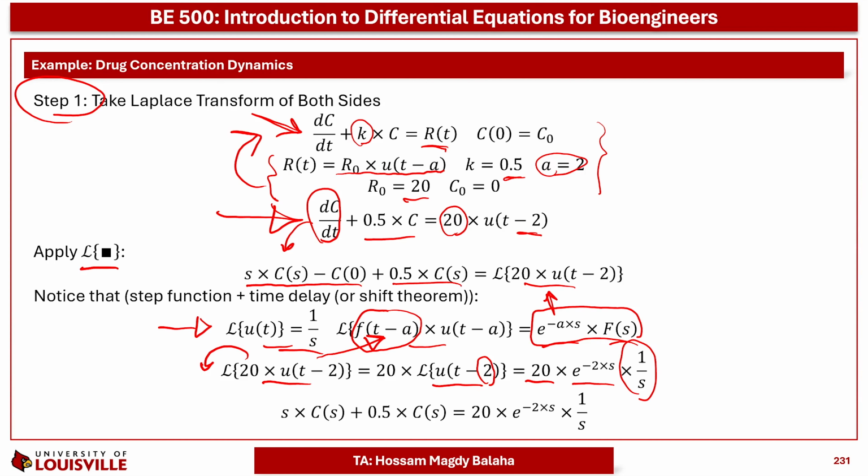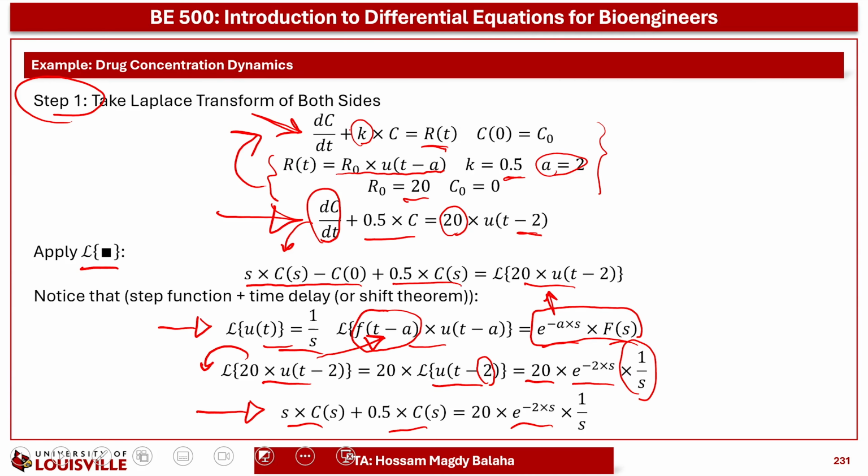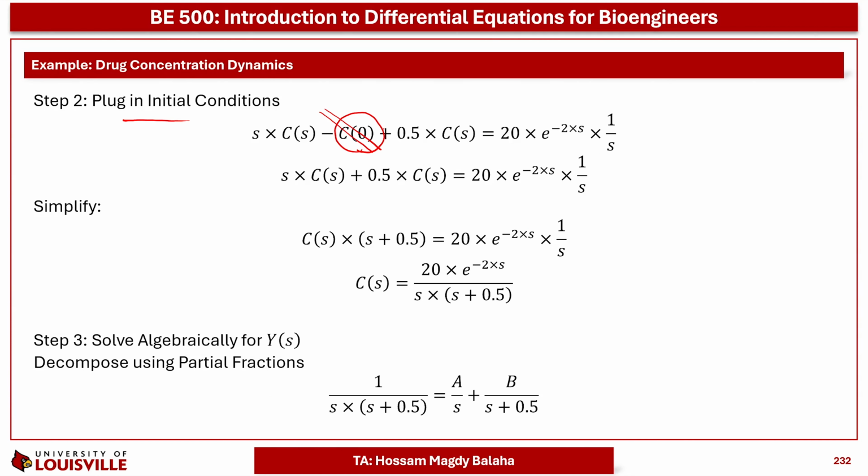So the final Laplace transform for the full equation, including the left and right hand sides, will be s multiplied by C of s plus 0.5 C of s equals 20 multiplied by the exponential of negative 2s multiplied by 1 over s. Now we will plug in the initial conditions. We have C of 0, and C of 0 equals 0. So in this case, this part will be removed. So this will be simplified after plugging in the initial conditions.